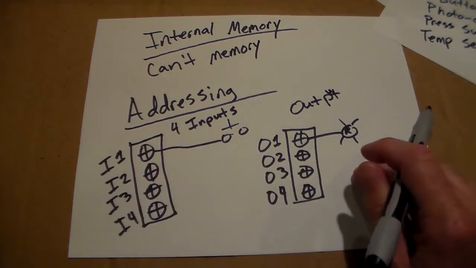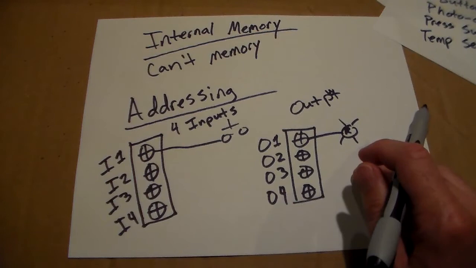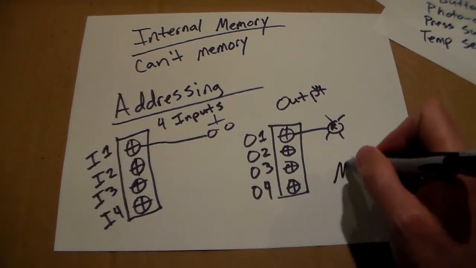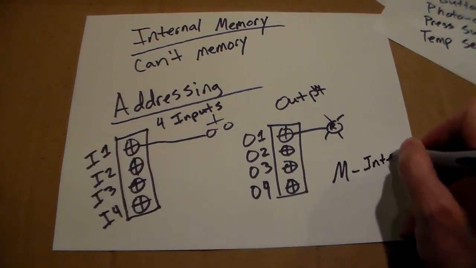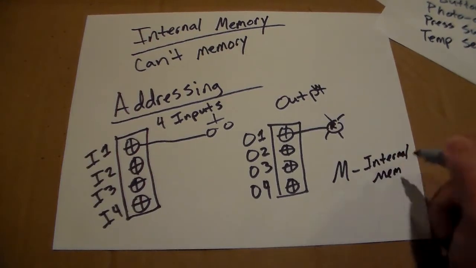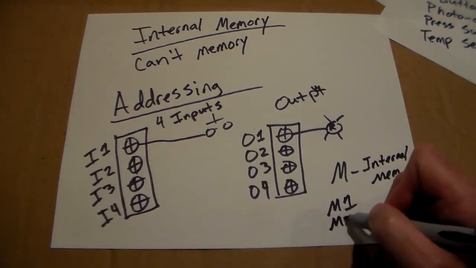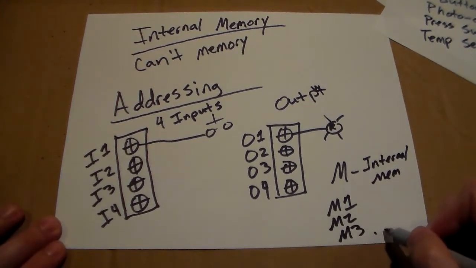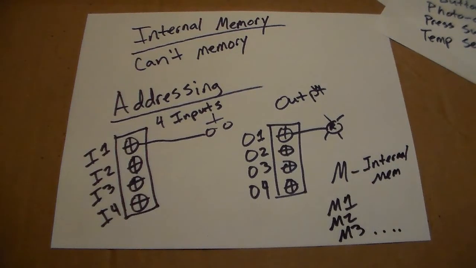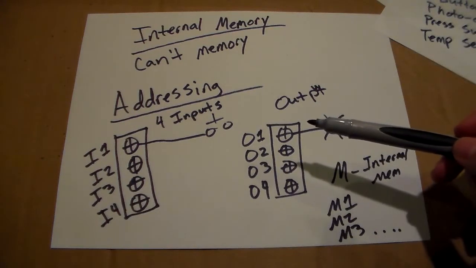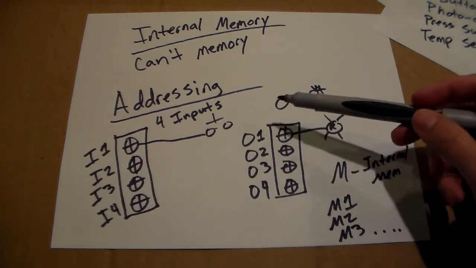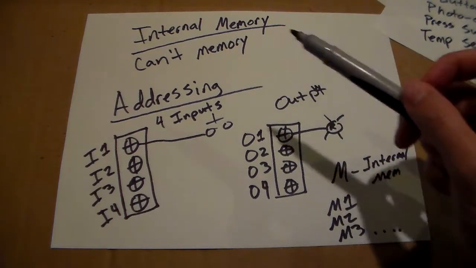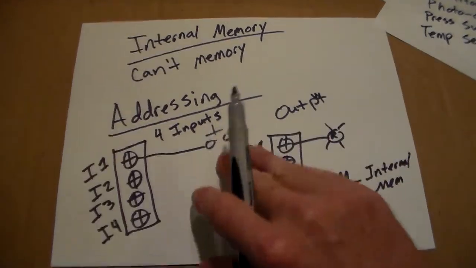When we're talking about internal memory, again, different brands use different letters. For our discussion, let's say the letter M. Internal memory is M, so we can have M1, M2, M3, and so on and so forth, right? When you program, everything that you program is going to have an address of some type, okay? So for now we'll use I's, O's, and M's.